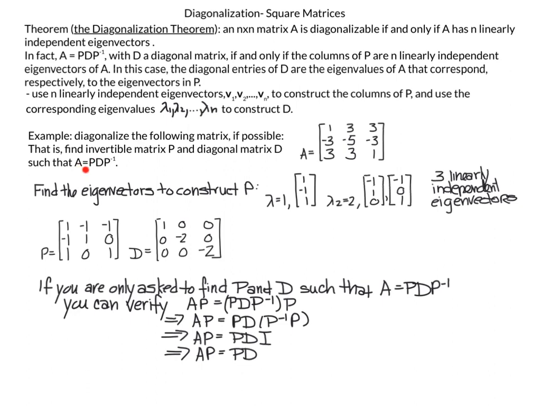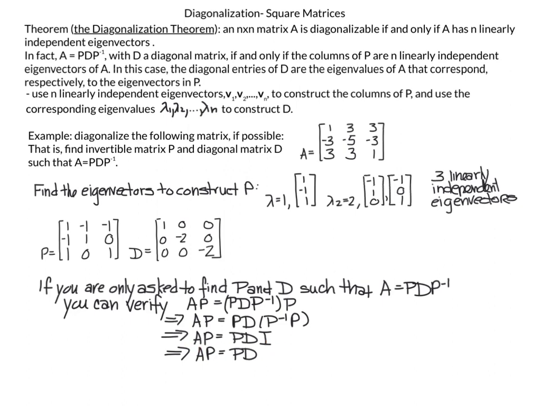So now instead of A equals PDP inverse, I have AP times PDP inverse times P. So again, I multiply both sides of the equation by P. I can group these two together, and I get AP equals PD.